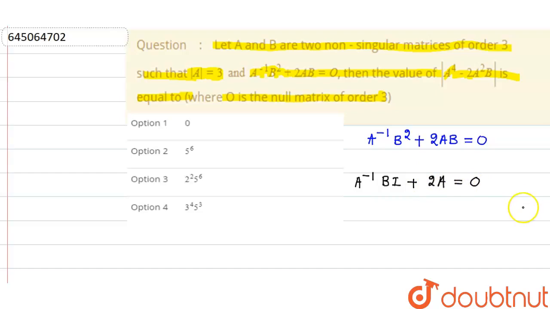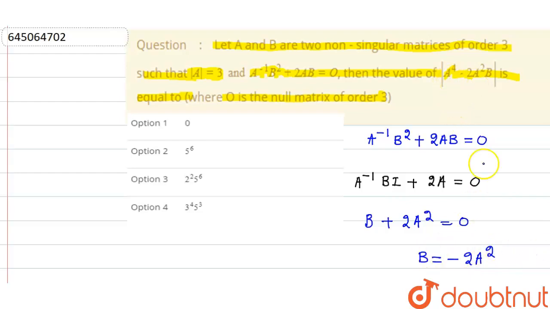Again, I'm going to multiply both sides, not with A inverse, only with A matrix. So this becomes B matrix plus 2A square is equal to 0. So I can say B is equal to minus 2A square. Now we need to find this value.